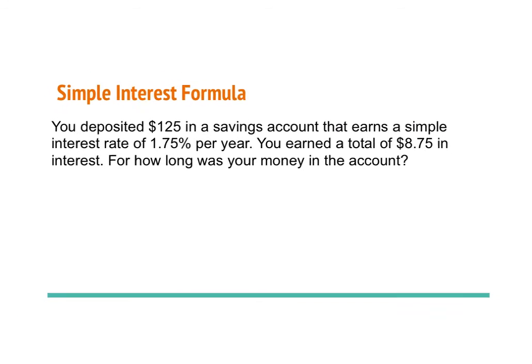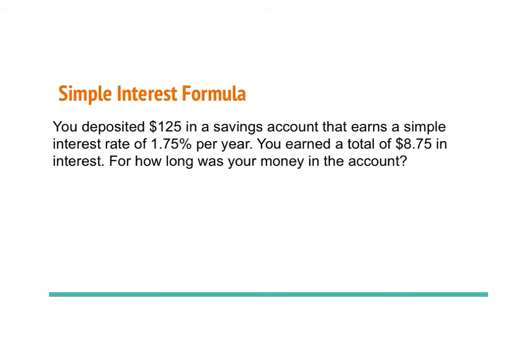All right, simple interest formula. So you deposited $125, and as I read through these problems, I always go ahead and highlight or box in the numbers. Into a savings account that earns a simple interest rate of 1.75% per year. You earned a total of $8.75 in interest. For how long was your money in the account? So now they're not asking for the interest, they're asking for the time. Remember, I equals PRT. P times R times T.